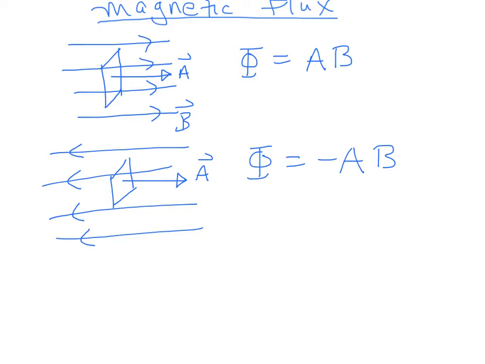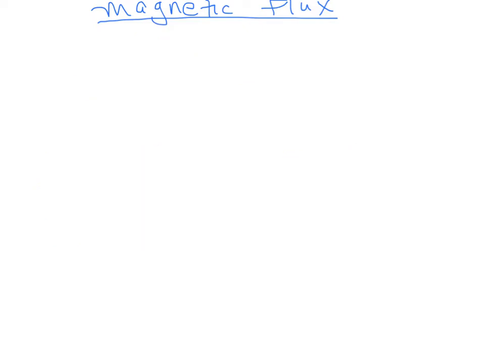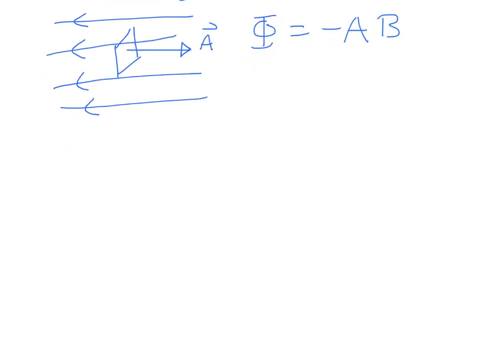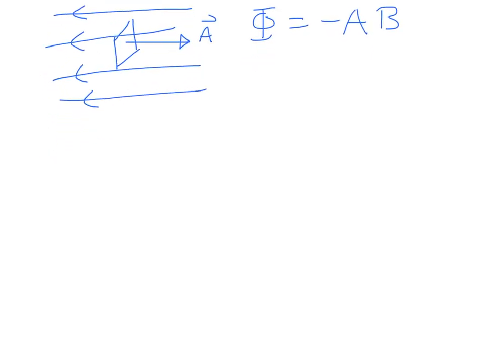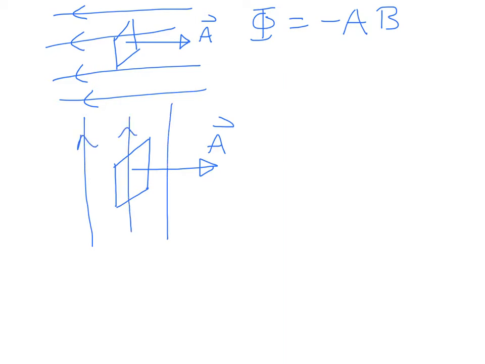Okay, so if you believe that, let's try another case in which we have our same area vector, our same area, but now imagine that the magnetic field is perpendicular to the area.